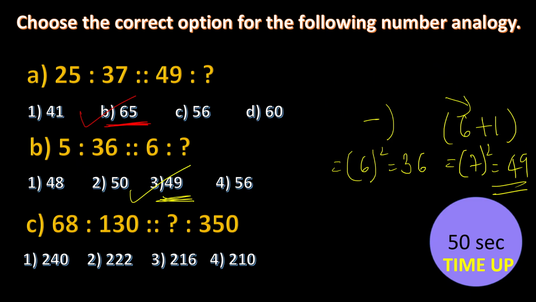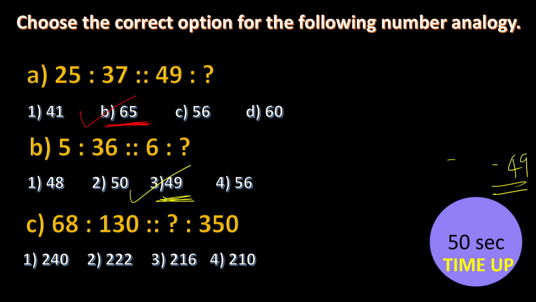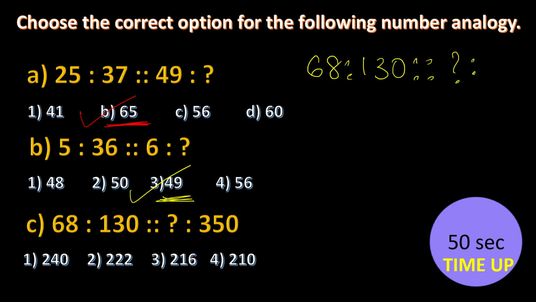Okay, next one is 68. How to solve this, students? 68 is to 130 we have. Next, a question mark is there and 350 is there. Instead of the question mark here, they have given the number here now, correct? But no worries. You need to find out the logic here, and the same logic will be applied to that.